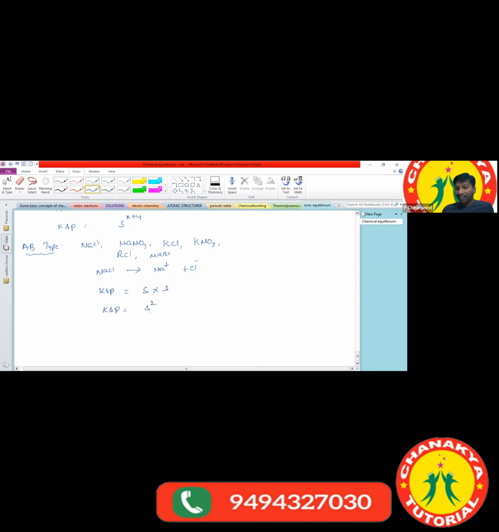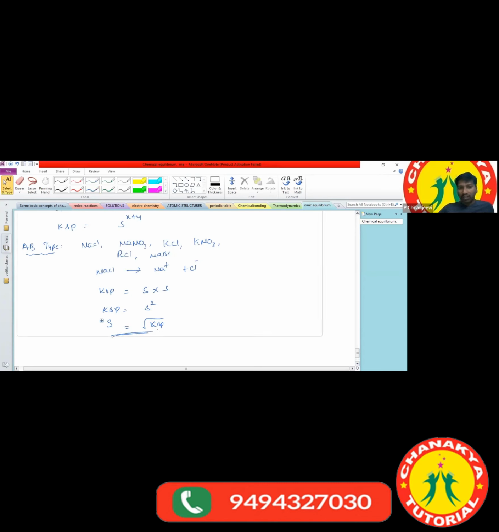Then how can we calculate the solubility? Sometimes in questions they give the solubility product and you have to calculate the solubility. Then solubility is equal to the square root of KSP. Solubility is equal to the square root of KSP. Clear?